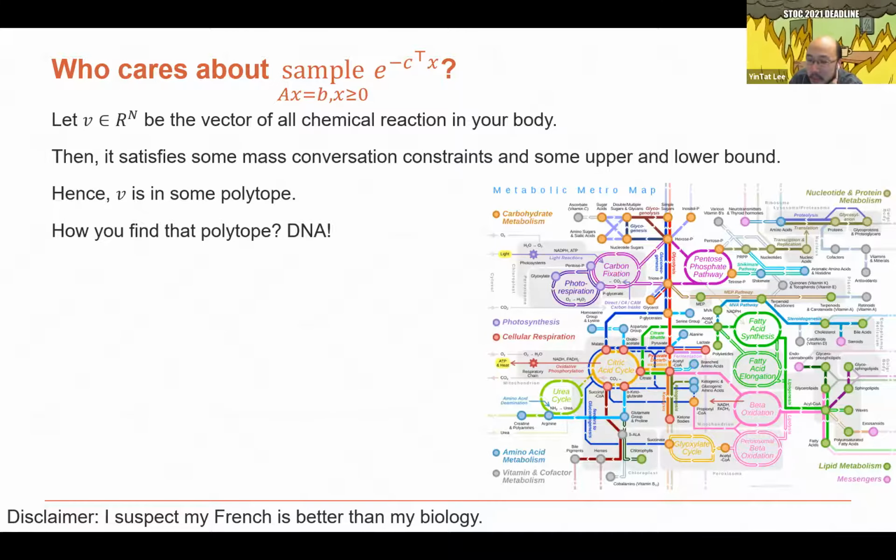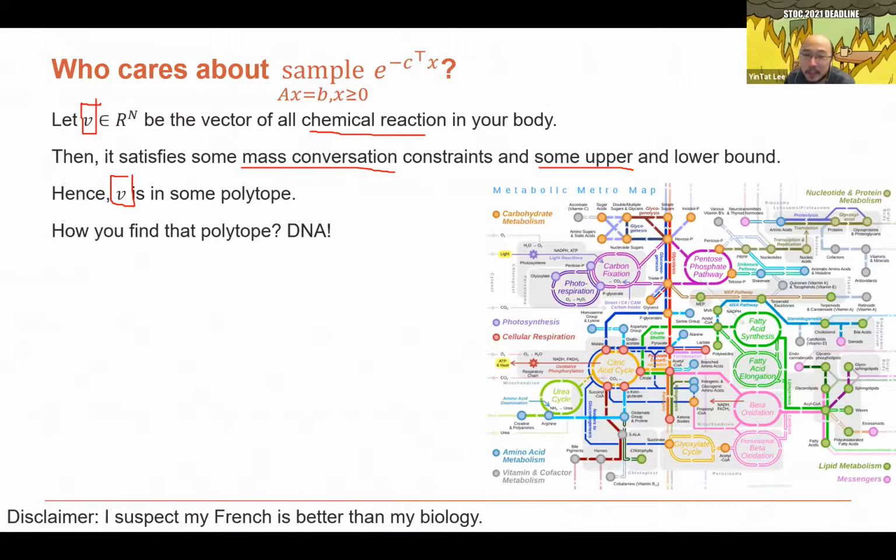Let me just give you one in biology. Let's say you consider the vector V. Each coordinate represents one chemical reaction in your body. Then certainly chemical reaction satisfies some mass conservation law. So it will satisfy some equality. Also, certainly reaction should be larger than 0, so it also satisfies some inequality.